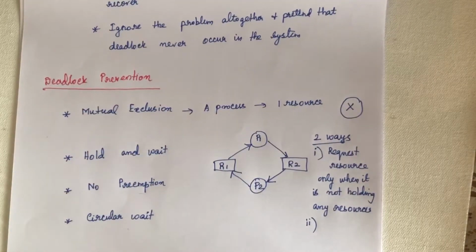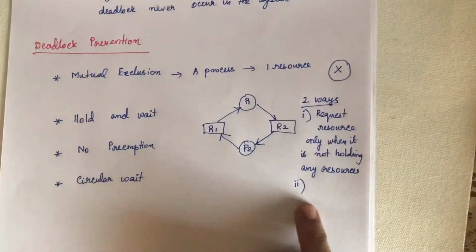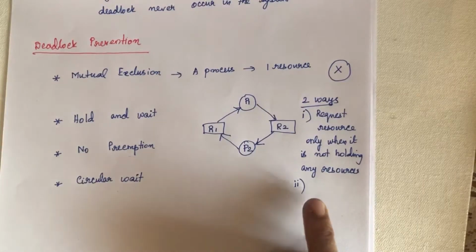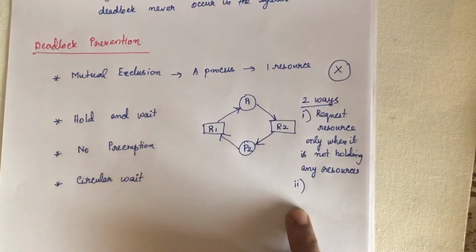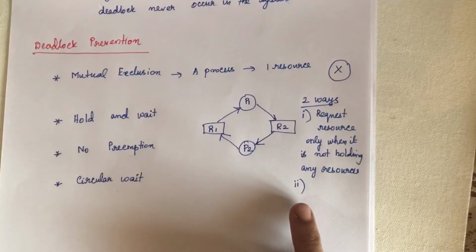In case of the second way, the process has to put forth the request for all the resources which it needs. Once it has acquired all the resources, then only it can start executing. So what is the second way? The second way is that first, initially, the process has to request all the resources it requires.